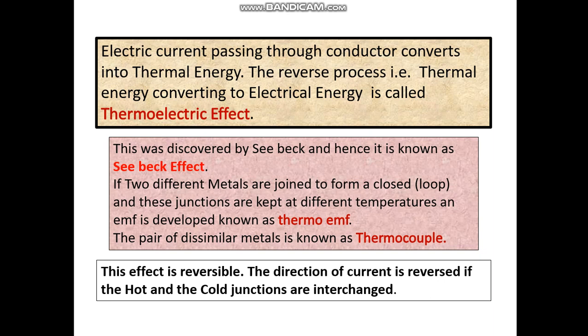Thus, if two different metals are joined to form a closed loop and these junctions are kept at different temperatures, an EMF is developed known as thermo EMF. The pair of dissimilar metals is known as a thermocouple. This effect is reversible. The direction of current is reversed if the hot and the cold junctions are interchanged.